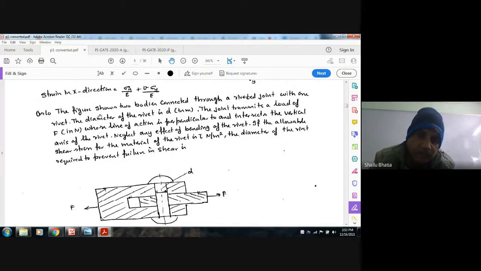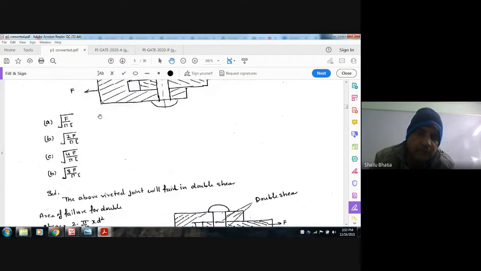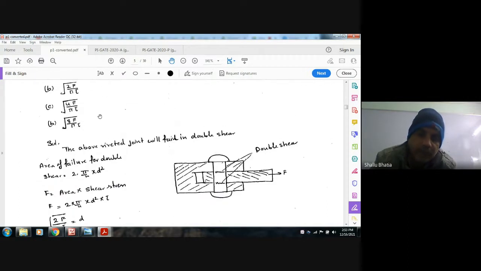Neglect any effect of bending of the rivet. If allowable shear stress for the material of the rivet is tau Newton per meter square, the diameter of the rivet required to prevent failure in shear is: option A root F by pi tau, option B root 2F by pi tau, C 4F by pi tau, D root 8F by pi tau. As there are two surfaces on the rivet at which the rivet can fail.